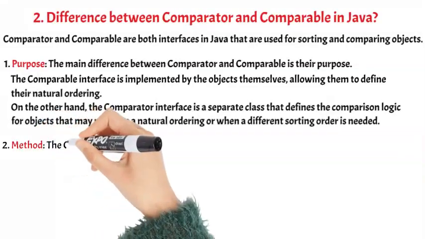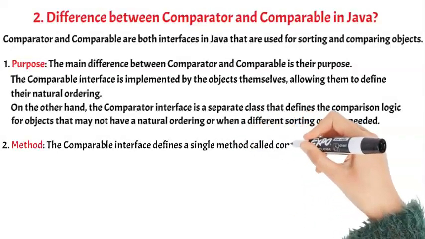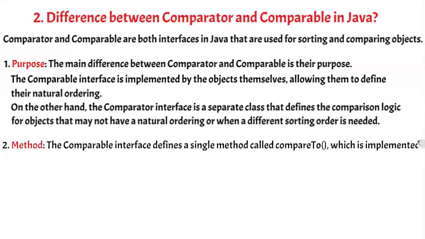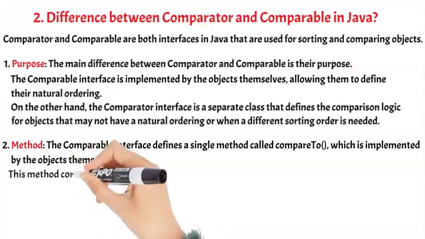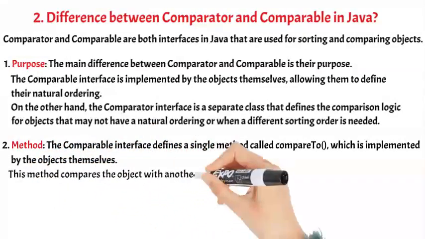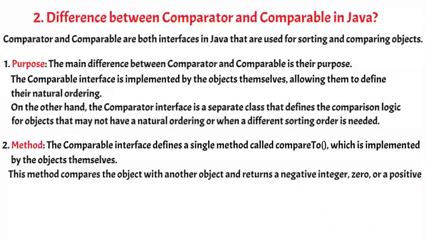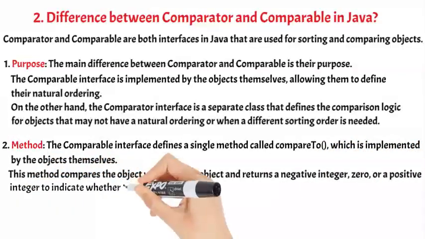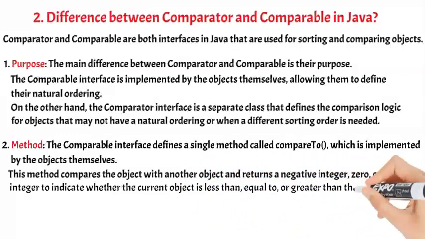2. Method. The comparable interface defines a single method called compareTo, which is implemented by the objects themselves. This method compares the object with another object and returns a negative integer, 0, or a positive integer to indicate whether the current object is less than, equal to, or greater than the other object.